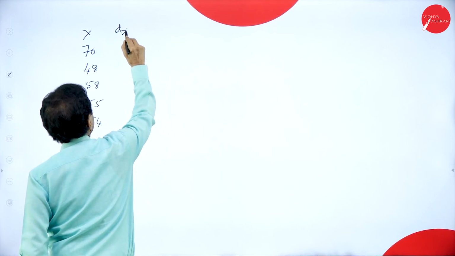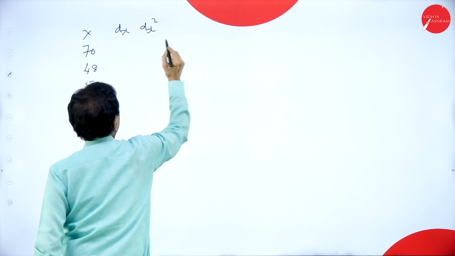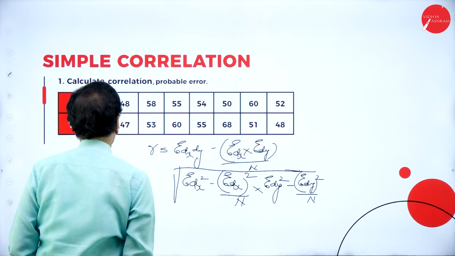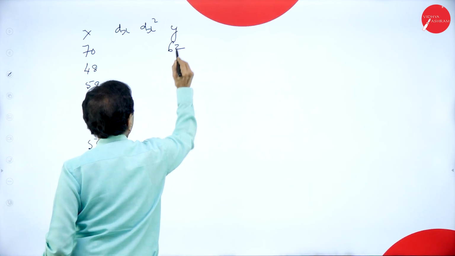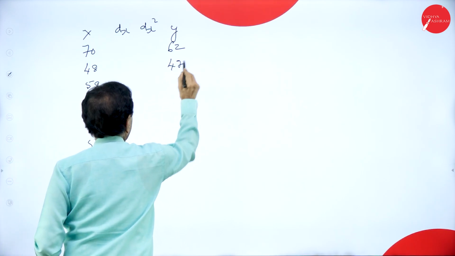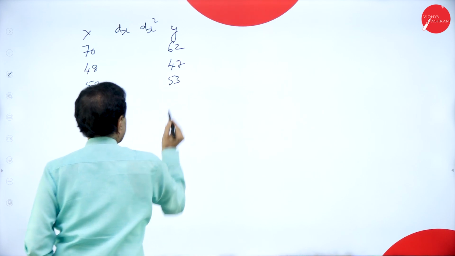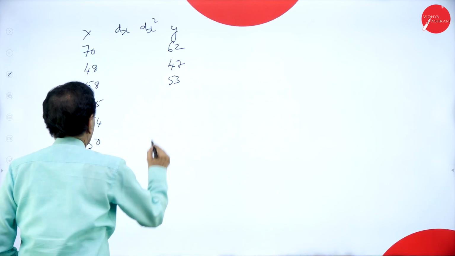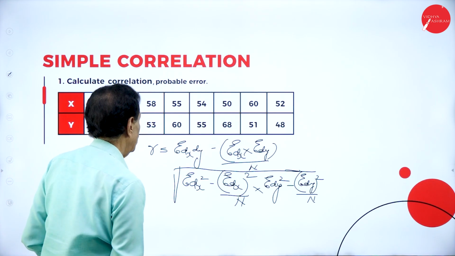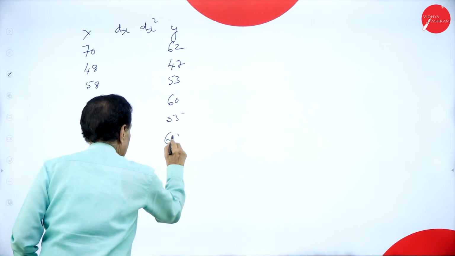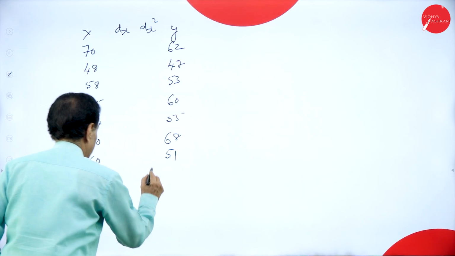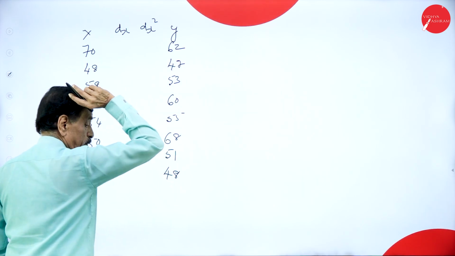Then dx square, then Y: 62, 47, 53, 47, 53, 60, 55, 60, 55, 68, 51, 68, 51, last number 48. This is the problem now.